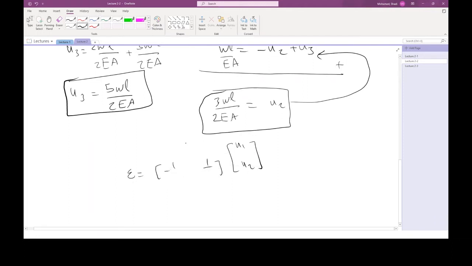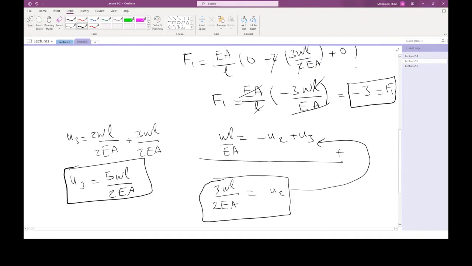Yes, go ahead. For F1, I think I missed something. Would it be equal to minus 3W, or is it minus 3? It is minus 3W. Yes, sorry, it's my fault. You're absolutely right. So we cancelled EA with EA, L with L. We are left with the 3W. It is minus 3W. Yes, thank you for that. Any other questions?